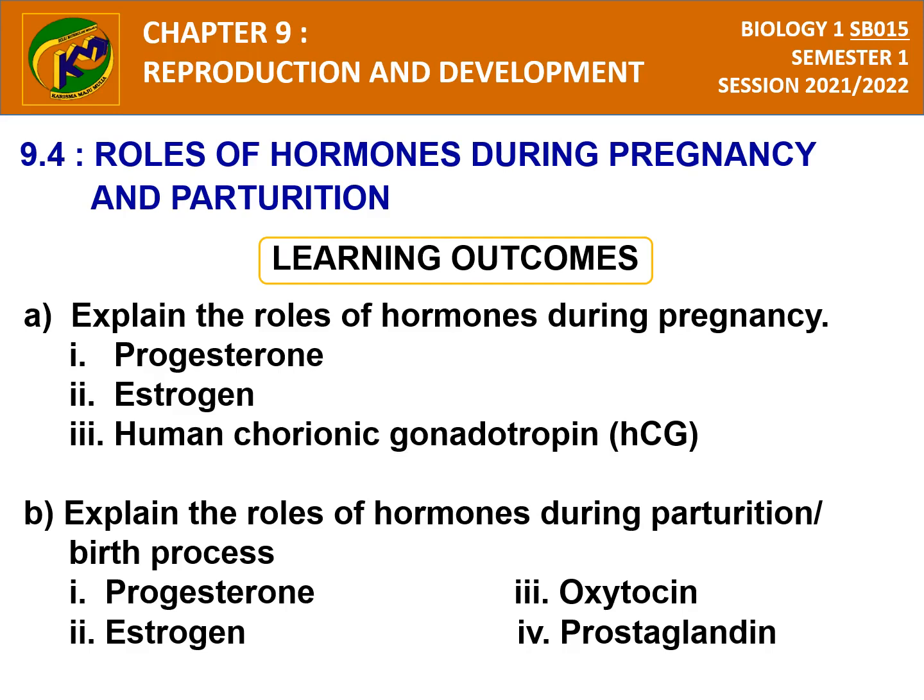Hi, in this video, I'm going to explain about roles of hormones during pregnancy and parturition. So the learning outcomes are students should be able to explain the roles of hormones during pregnancy, which involve three hormones: progesterone, estrogen, and human chorionic gonadotropin. And the second learning outcome is to explain the roles of hormones during parturition, or the process of giving birth, which involve progesterone, estrogen, oxytocin, and prostaglandin.